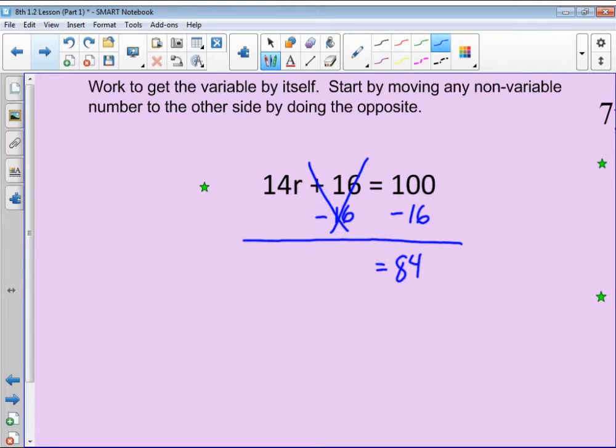Okay, over here I still have 14 and an r. So now I need to work to get the r by itself. So let's see, it's 14 times r. We're going to divide by 14. Divide by 14. 84 divided by 14 is 6. So I just found out that r equals 6.